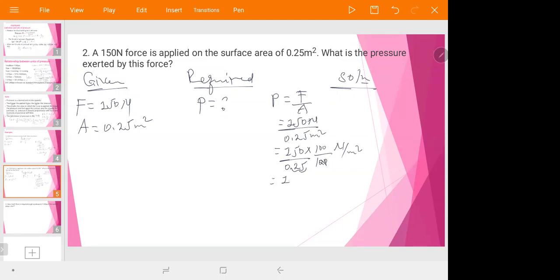Therefore, 15,000 Newton per meter square, divided by what? 25. Newton per meter square is equal to Pascal. Okay, when you simplify this by 5, how many? 5 by 5 is 3.